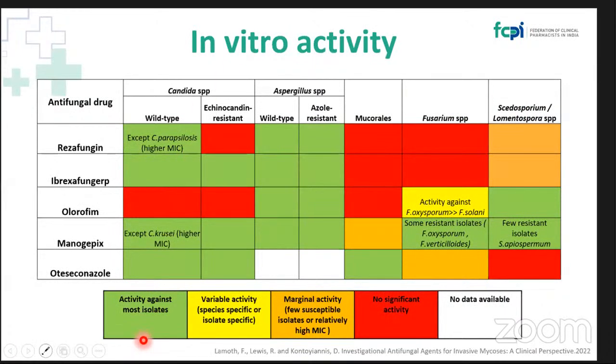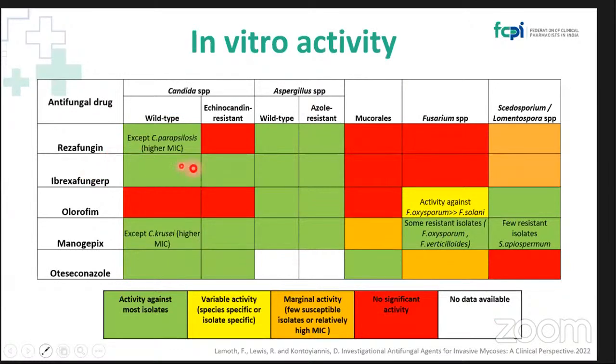Now, green means they're active against most isolates. Yellow means variable activity. Orange means marginal activity, either high MIC or few isolates are susceptible. Red means no activity. And white, no data available.